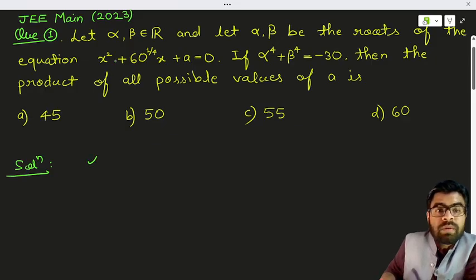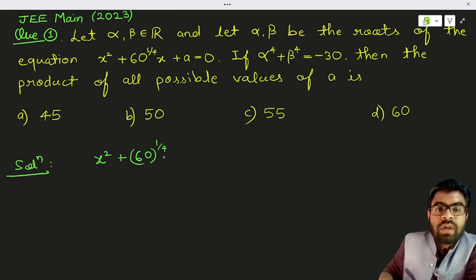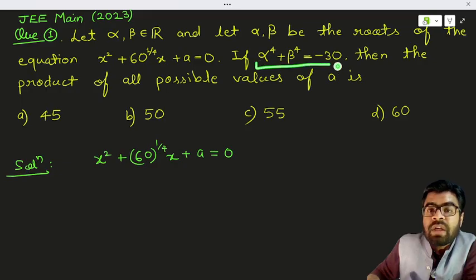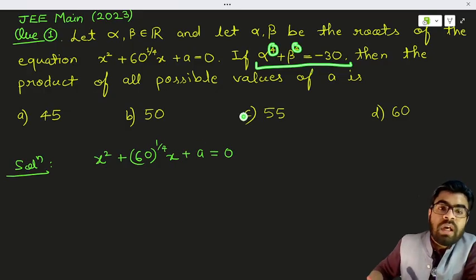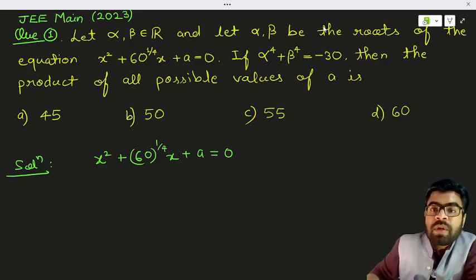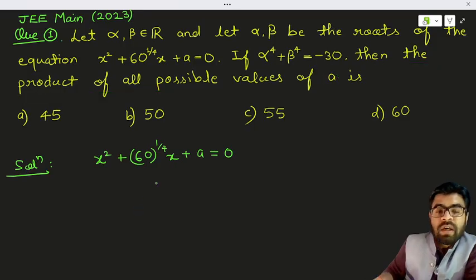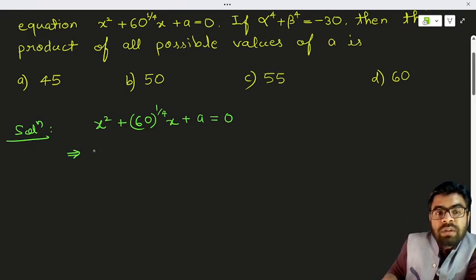So we have basically x square plus 60 power 1 by 4 x plus a is equals to 0. It is a quadratic equation we have, and we have a relation with alpha power 4 plus beta power 4. Let's see what we can do here. Suppose first I need, and they are asking the product of all possible values of a. So let's see, if I calculate here the product of roots and sum of roots.